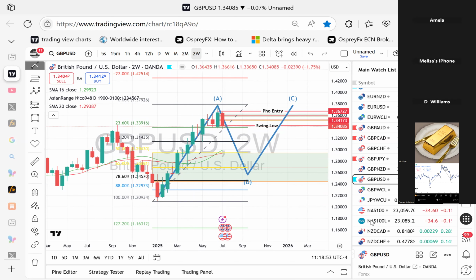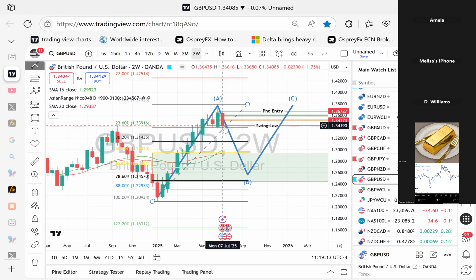You don't buy from premium, but from discount. Exactly. You don't buy from premium and you don't sell from discount, but from premium. Exactly. Okay. So because I put this fib on this move right here, this is where price is.